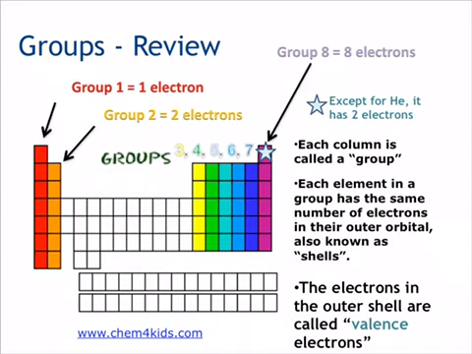Is the fourth group in reference to the valence electrons? So we have 1, 2, 3, 4.